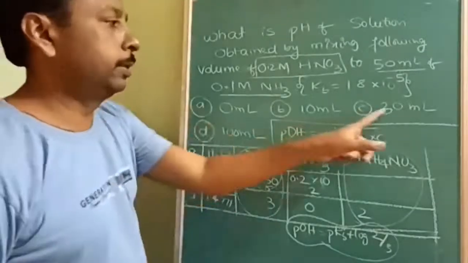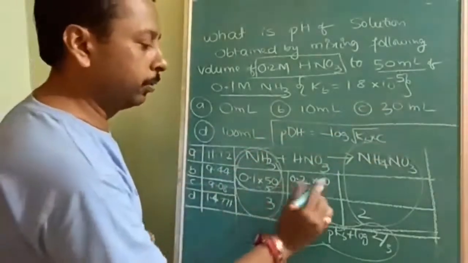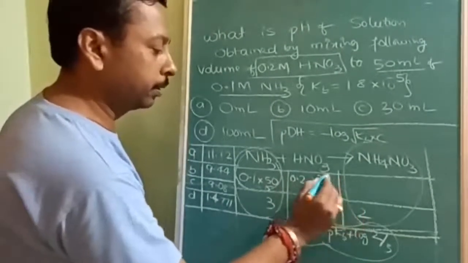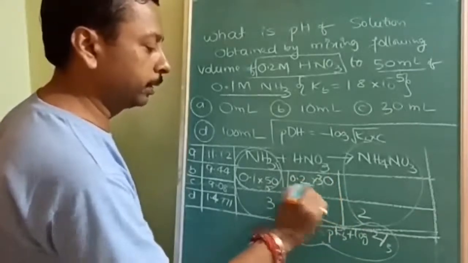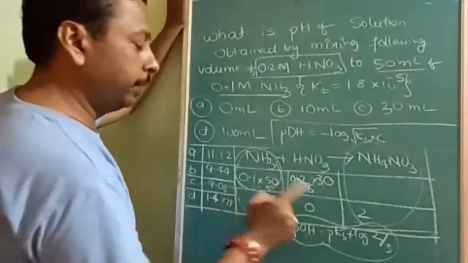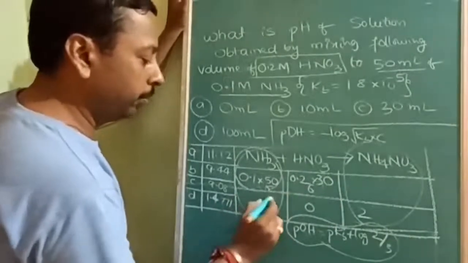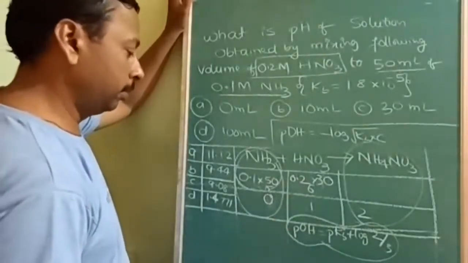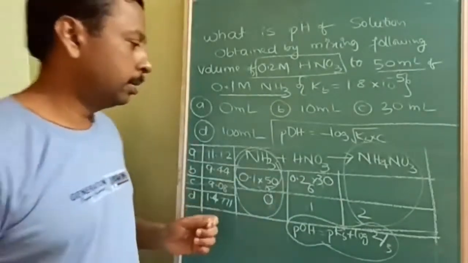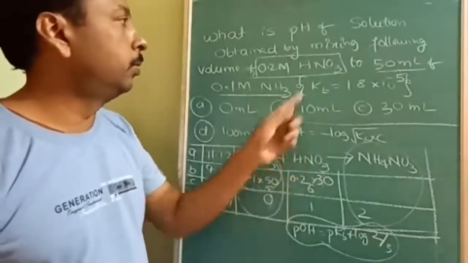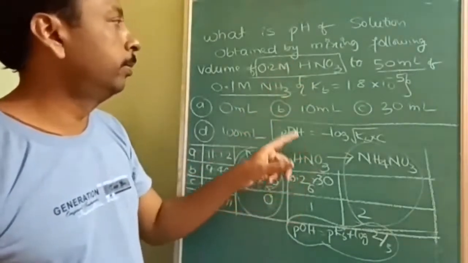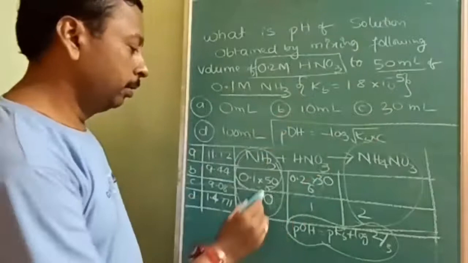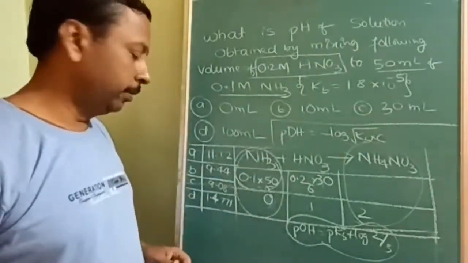9.44. In the C part, 30 ml, so this is going to be 3 into 0.2. How much is it going to be? 30 into 0.2 is going to be 6. Okay, so here it is 5, here it is 6. So the base is going to be the limiting reagent, and acid is in excess. Is it correct or not? 0.2 into 30 ml, it will be 6 only, right? So it is 0.5 and 1.